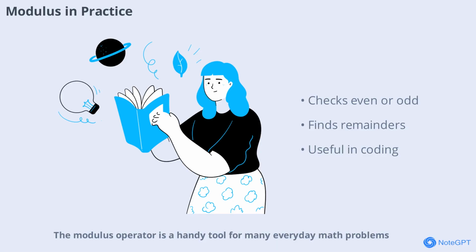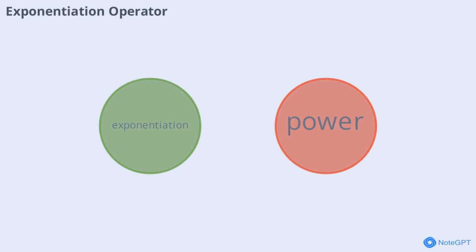The modulus operator is a handy tool for many everyday math problems, especially in coding and digital applications. Now let's move on to another special operator, exponentiation. Exponentiation is shown as a caret or double asterisk. It means raising a number to the power of another. For example, 2^3 or 2**3 means 2 multiplied by itself 3 times, which equals 8.